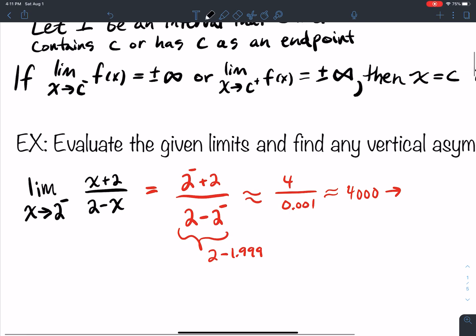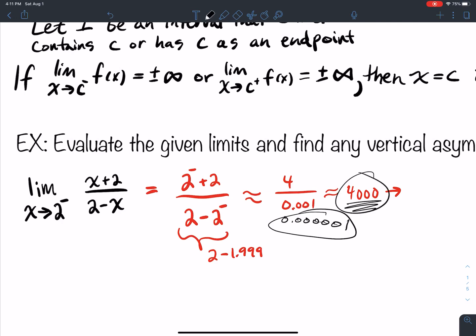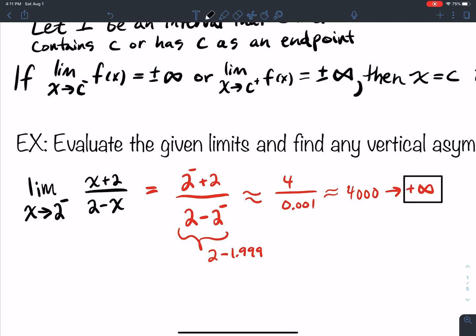Now, if I multiply this division out, okay, I'm going to get 4,000, which is telling me that it's getting really big. The closer I get to 2 on the left side, the bigger my number becomes, because that means this denominator is getting really, really small, and the smaller the denominator, the bigger the quotient becomes, okay? So I'm going to say this is plus infinity. Whenever I take my limit as x goes to 2 from the left, it's positive infinity.